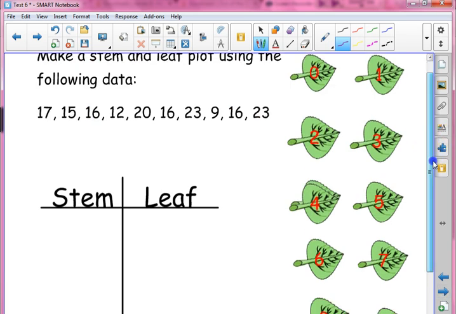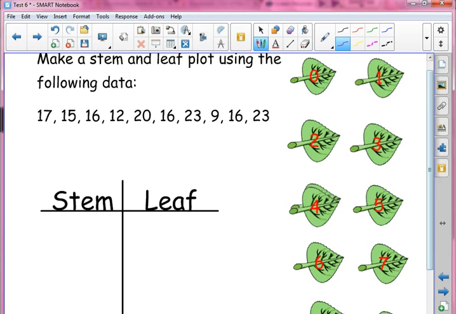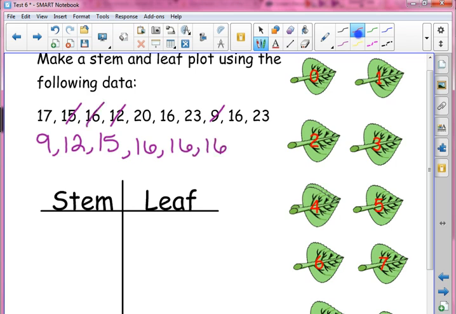All right, stem and leaf plot. Make a stem and leaf plot using the following data. To do the stem and leaf plot, the first thing I do is put them in order. So my smallest number is 9, and then it's 15. Oh, no, it's 12, sorry. And then it's 15, and then 16, and then 17, and then 20, and then 23.